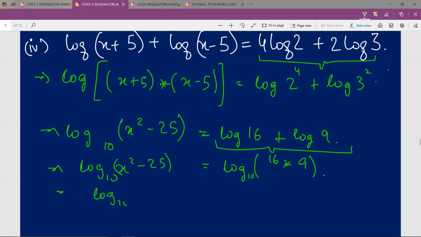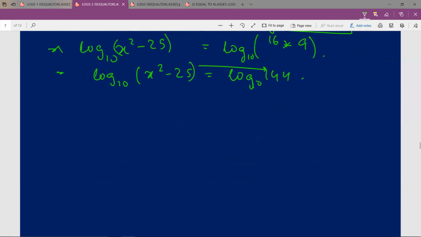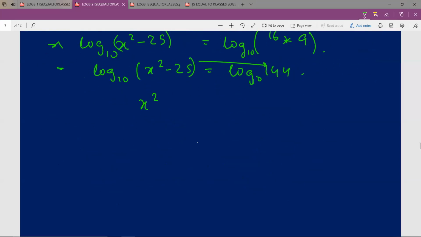Log of 10 to the base x square minus 25 to the base 10 is equal to log of 16 into 9, that is 144 to the base 10. So therefore, x square minus 25 is equal to 144. So a new equation has been reborn out of the ancient chest, or whatever you would like to call it. So x square minus 25 is equal to 144. X square is equal to 144 plus 25, because the minus 25 in the LHS will move to the RHS and become plus 25. So therefore, x square will be equal to 169 and root of 169 will be 13.